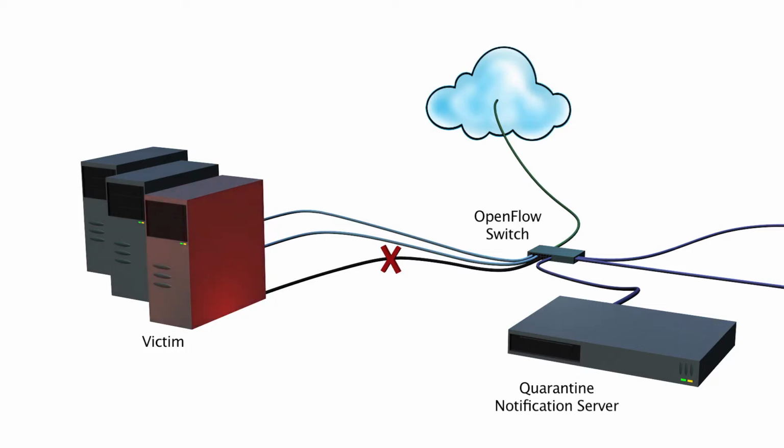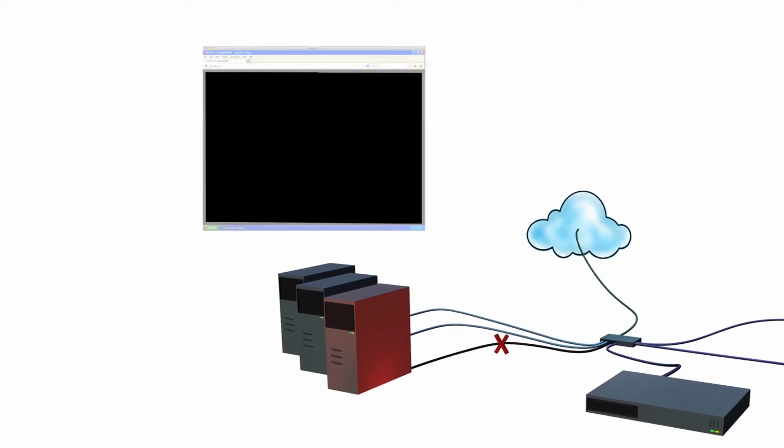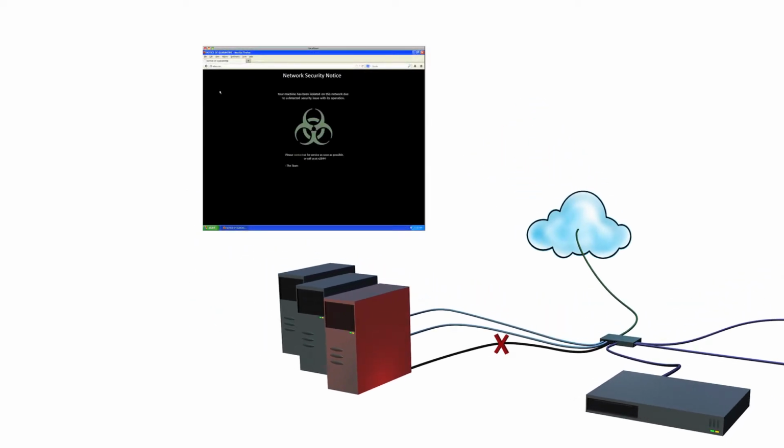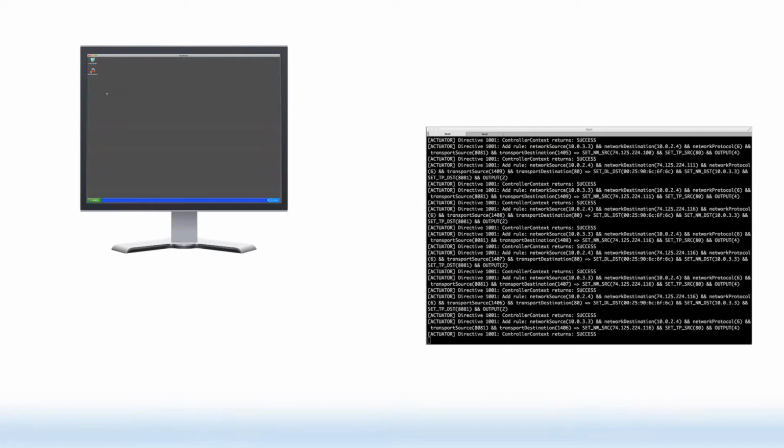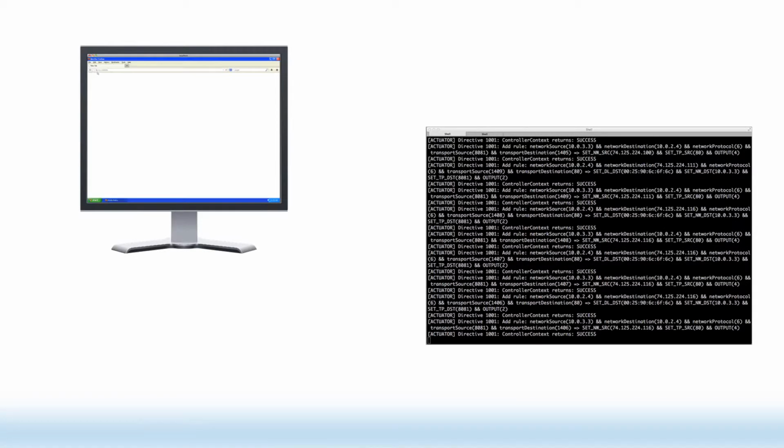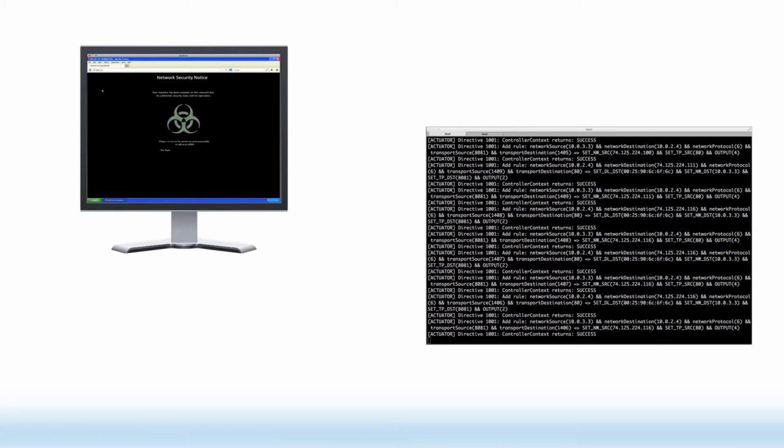There, our web proxy will respond to all web requests with a notification page, informing the user that the host is now quarantined and to go see the system administrator as soon as possible. Let's illustrate that result here. We'll launch a browser and attempt to connect to a website, say Google, but instead SE-Floodlight rewrites the flow, tunneling the request to our quarantine notification server.